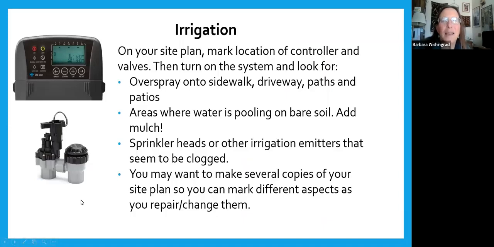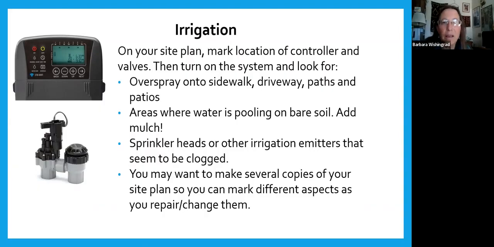Okay, so again, I suggest that it might be a good idea to use a separate site plan to mark your irrigation. So you want to mark the controller and the valves. And you could even do a whole irrigation map, but the location of the controller and the valves is important. And then you can turn on each valve at a time, and you can notice some things like, is there overspray? Is there water pooling?